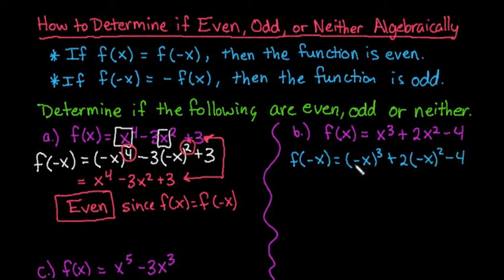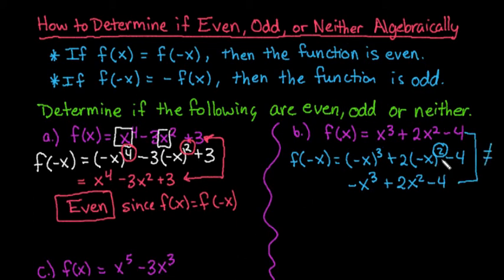Okay, and so anytime I take a negative value to an odd exponent, I'm going to end up with a negative value, because a negative times a negative times a negative is a negative. For this one, we would end up with a positive value because this is an even number. So this would be 2x squared. And we can see that these are not equal to each other.